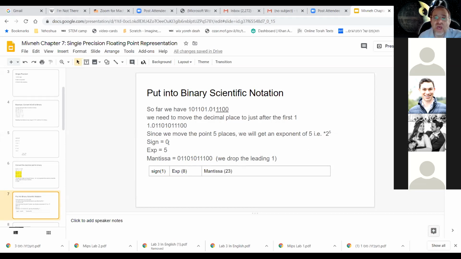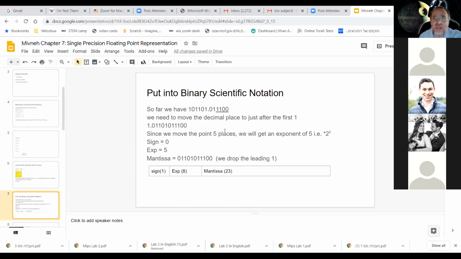We can say that the sign is 0 because it was a positive number. We don't have to worry about mashlim l'shtayim. We don't have to worry about 2's complement. And the exponent is going to be, well, without talking about it too much, let's just say it's 5. How we're going to represent 5, we're going to see in a minute. But let's say our exponent is 5.